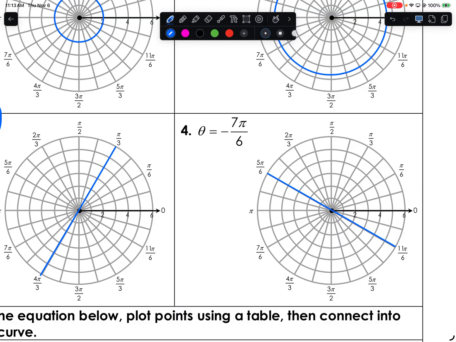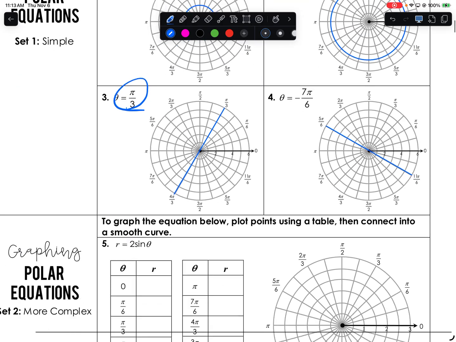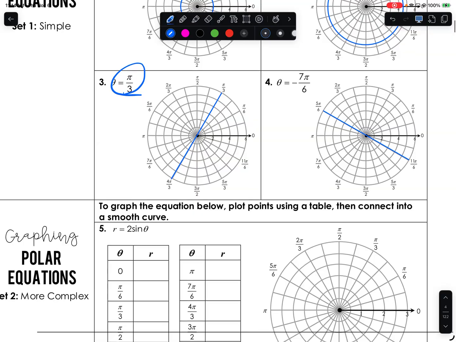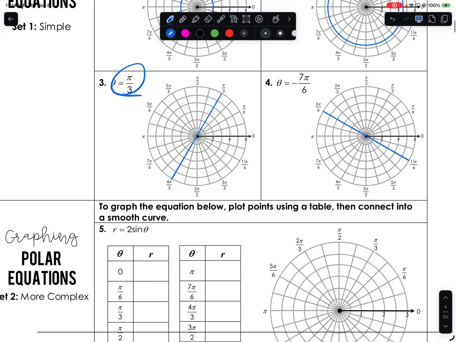Okay? So those are the easy ones. You just got to remember to draw all the way across the unit circle. These are the hard ones. Can't have negative. It's not on the unit circle.